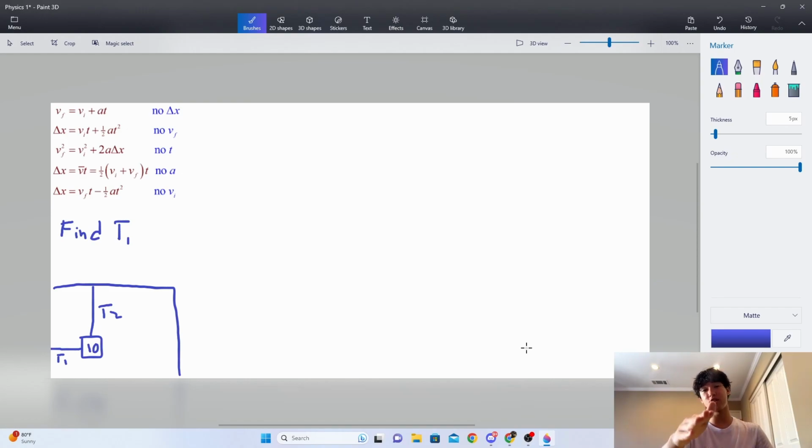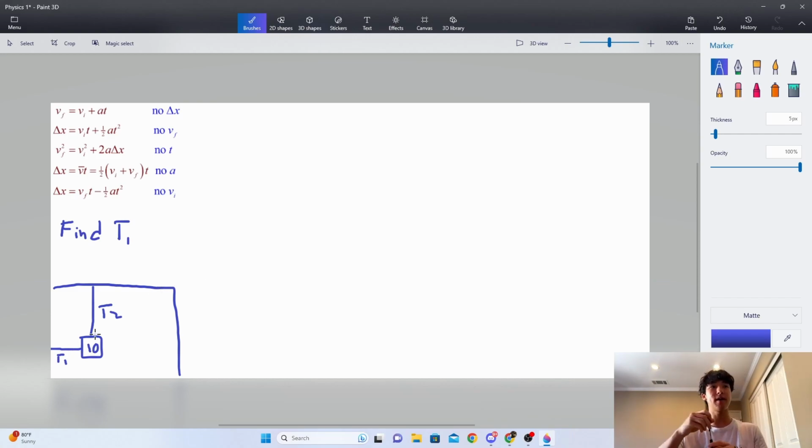Alright guys, so this is going to be a short video on tension. This is a very basic problem. Right now we're finding T1, and T basically just means the force of tension, the tensional force. So what is the force that this string has with this object?